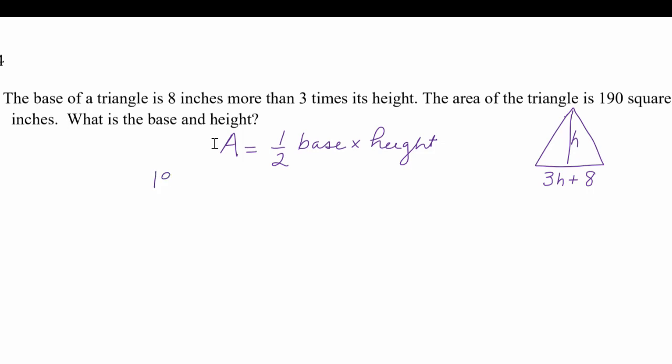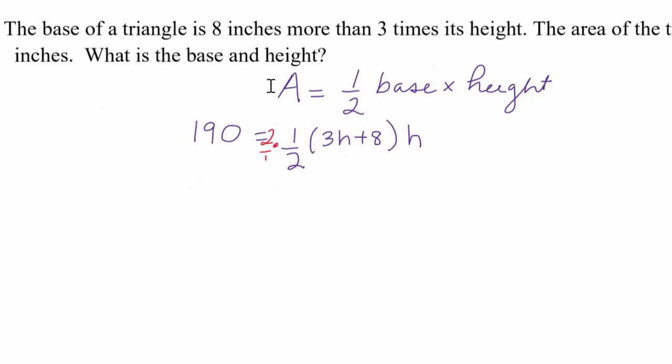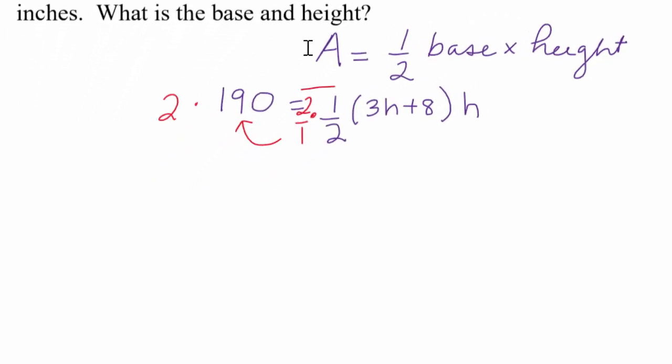So I'm going to write 190 equals 1/2, and then the base is this quantity 3h plus 8, and the height is h. Okay. Now one of the things that I don't like is this half here. So what I'm going to do first to make life easier is multiply by 2/1, the reciprocal, because then here I'm going to have a 1. 2/1 times 1/2 is 1. So I'm going to have 3h plus 8 times h, and then over here I have 380. Okay, but now I don't have a fraction, so I like that.